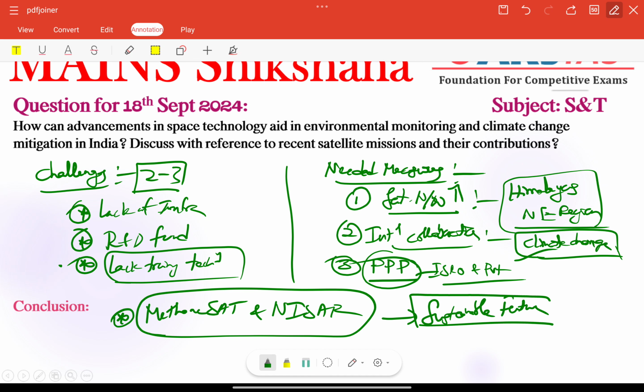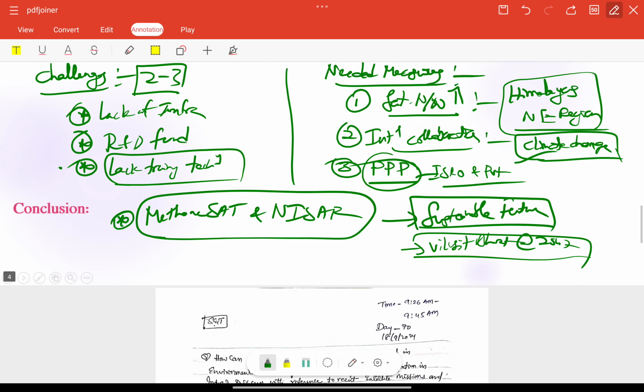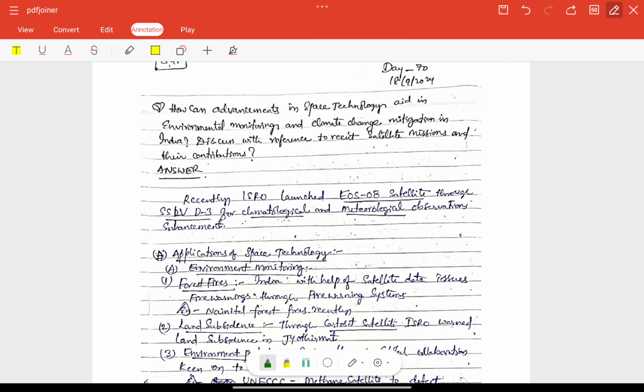Sustainable future, right? Here we can also connect our Viksit Bharat 2047: using advanced space technology, with advancement in space technology, we can achieve that goal. So this is the perfect structure for this important question. Let's take today's answer written by Vidyasagar.